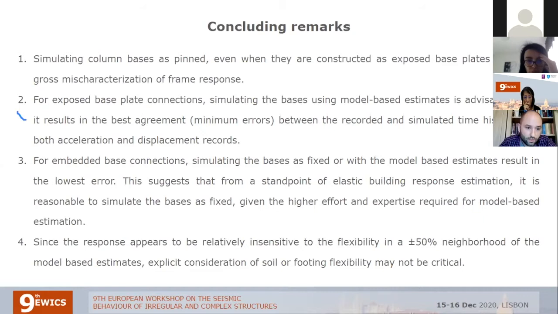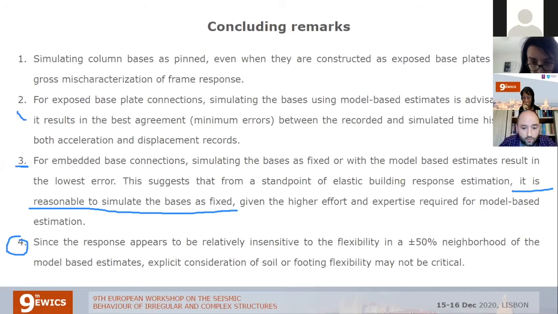Number three, for embedded base connections, simulating the bases as fixed or with the model-based estimates results in the lowest error. This suggests that from a standpoint of elastic building response, it is reasonable to simulate the bases as fixed, given the higher effort and expertise required for model-based estimation. And finally, since the response appears to be relatively insensitive to the flexibility in close neighborhood of the model-based estimates, explicit consideration of soil or footing flexibility may not be critical.